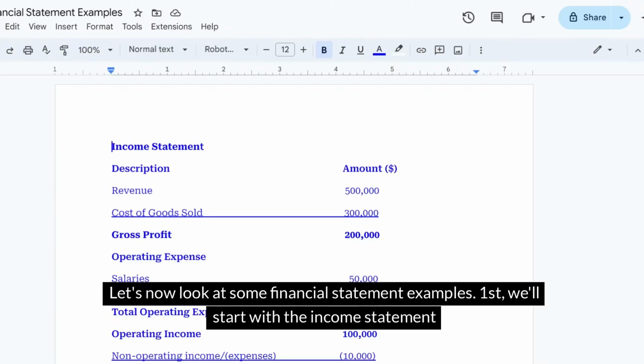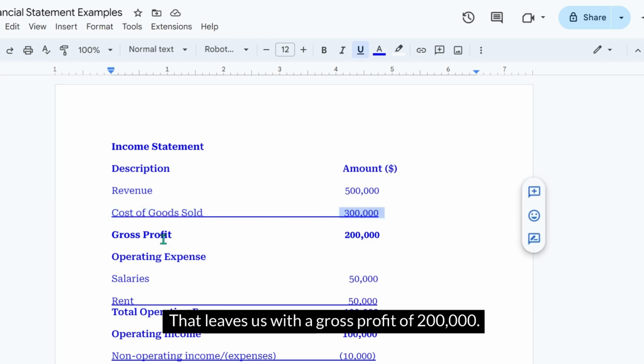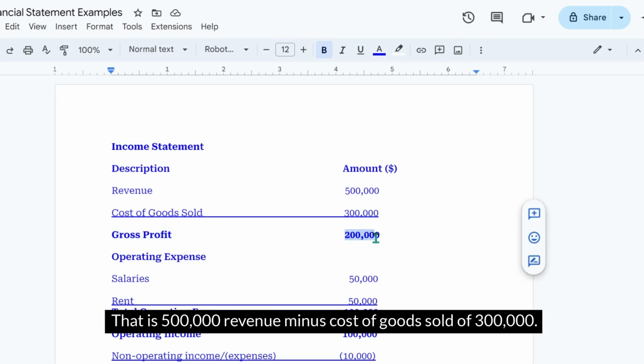Let's now look at some financial statement examples. First, we'll start with the income statement. And here we see the income statement starts with revenue of $500,000, cost of goods sold, $300,000. That leaves us with a gross profit of $200,000. That is 500,000 revenue minus cost of goods sold of 300,000.